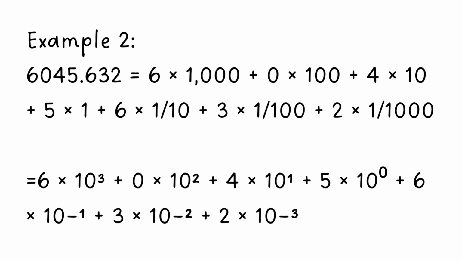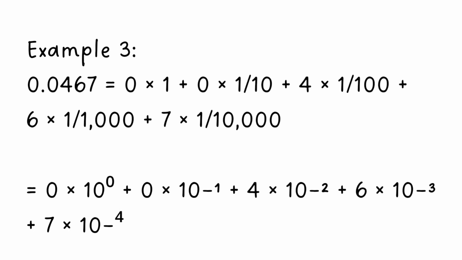And then finally, we have 6 times 10 raised to power 3 plus 0 times 10 raised to power 2 plus 4 times 10 raised to power 1 plus 5 times 10 raised to power 0 plus 6 times 10 raised to power minus 1 plus 3 times 10 raised to power minus 2 plus 2 times 10 raised to power minus 3. So you can see how we expressed 6,045.632 in expanded notation form. Let's move to example 3.